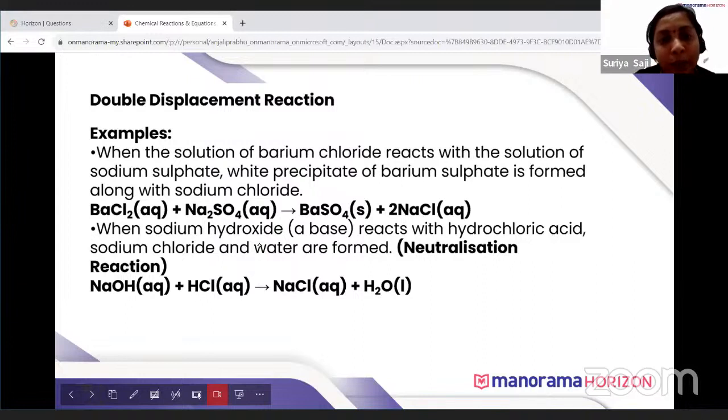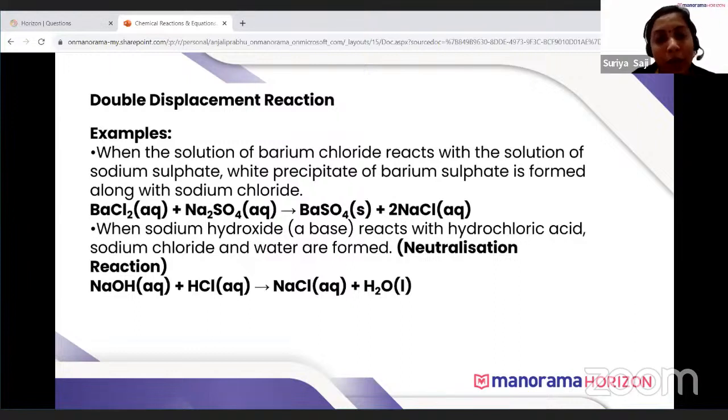We can see that this barium sulfate, it's a solid, right? So it's a precipitate. Barium sulfate is a white precipitate. So it's an example for a precipitation reaction as well. So it's a double displacement reaction. If in a reaction a precipitate is formed, then we will call that reaction a precipitation reaction, because the precipitate is formed, right? So then neutralization reaction.